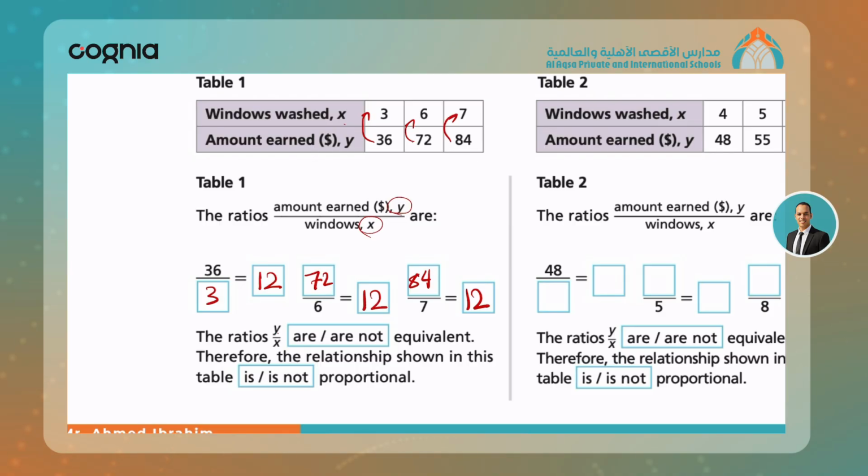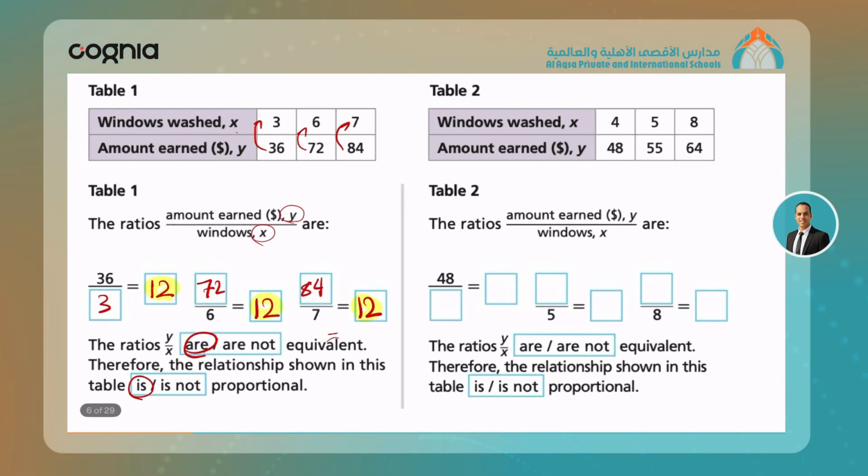Here it says the ratios y to x are or are not equivalent. They are all equal to 12, so they are equivalent. Equivalent means equal, guys. Okay, so they are all the same ratio. Therefore, the relationship shown in this table is or is not proportional. It is proportional. This is from the definition. If the ratios of y to x are equivalent, we have a proportional relationship.